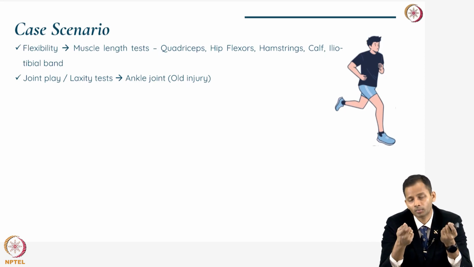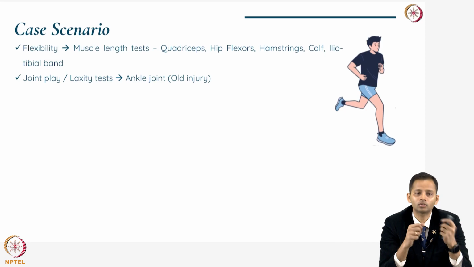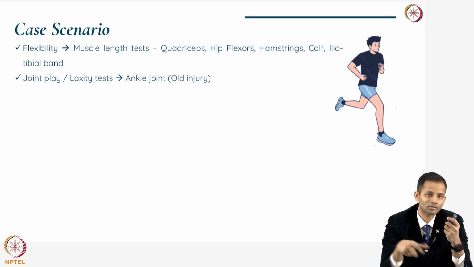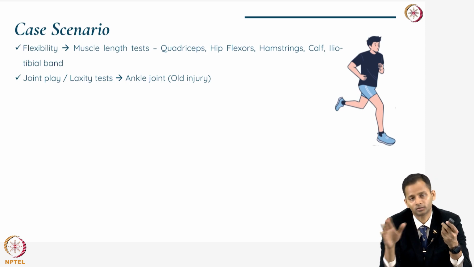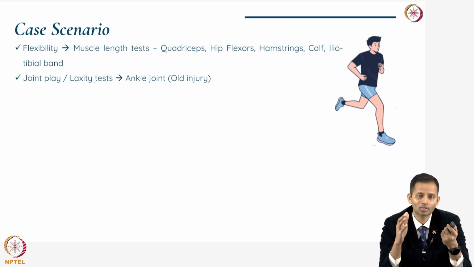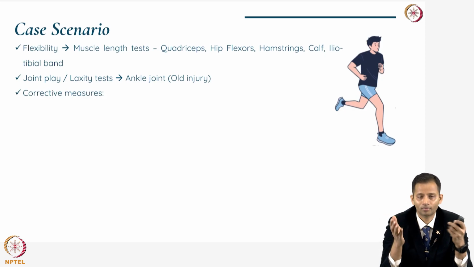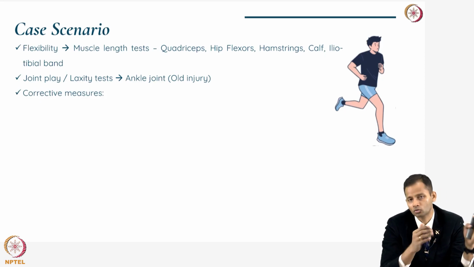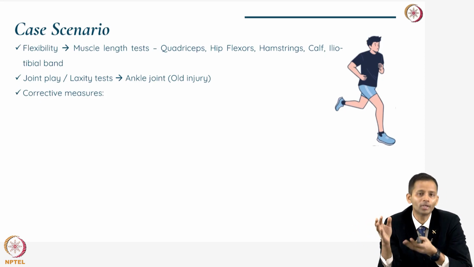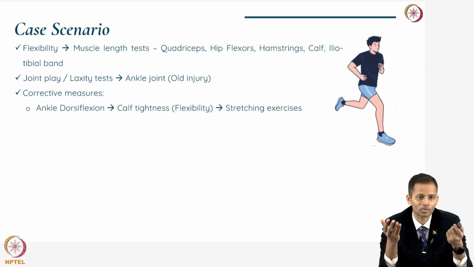So that again needs to be checked by doing a joint play or a laxity test in the anteroposterior, posteroanterior, as well as the mediolateral planes. That gives an idea about the ankle joint mobility status. Corrective measures: if you have assessed this and identified whether it is because of a flexibility related issue or a mobility related issue, then you go in for corrective measures, right?